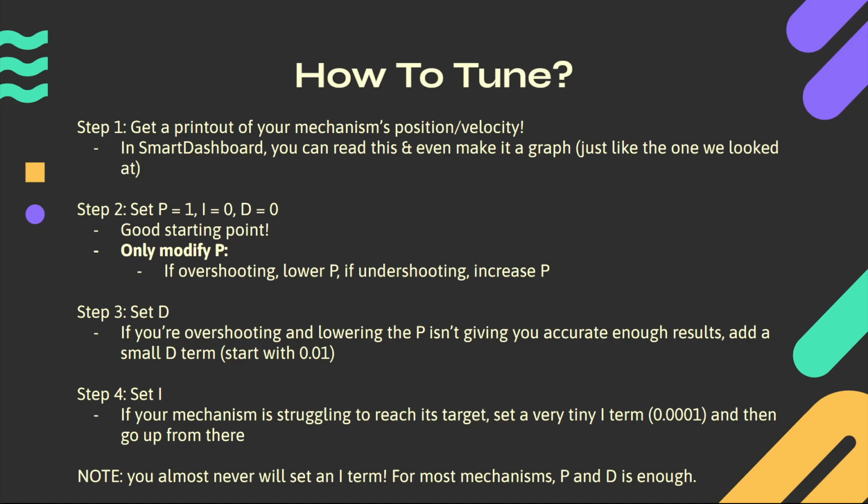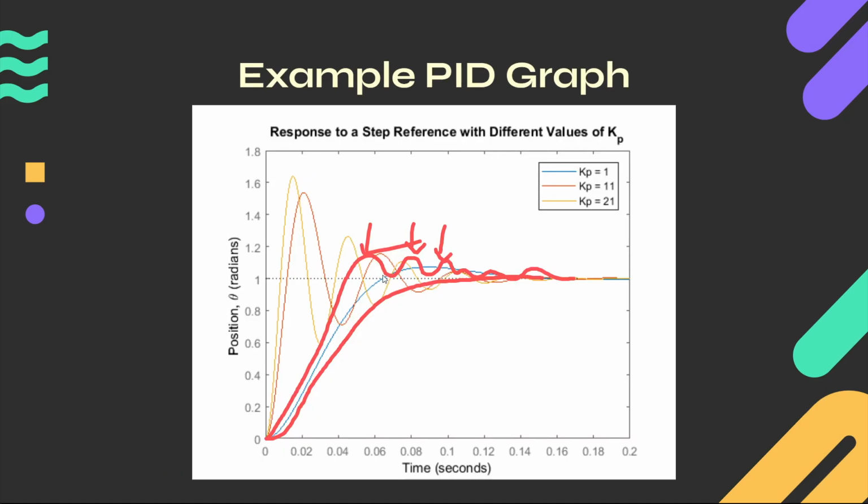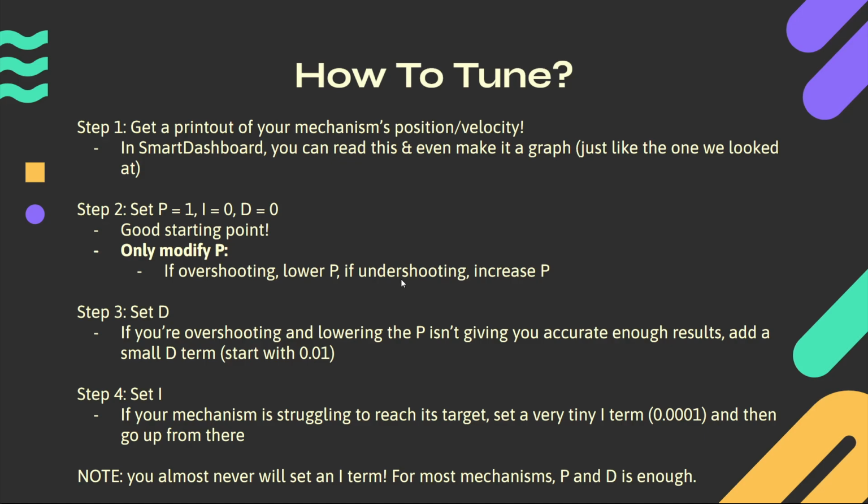The next thing you're going to want to do is set a D term. Now, if you're overshooting and lowering the P isn't giving you accurate enough results, and also if it's not giving you a result as quickly as you would like, like the situation we had here, where we had this period of overshoot that we want to get rid of, that's when you would add a D term. And we recommend starting with a really small D term, like 0.01, but that of course depends on the scale of your P term, because depending on your mechanism's units, this P value of 1 might not actually do anything. You might have a P value of 10. So it just depends on the magnitude of your P value, and scale these values accordingly.